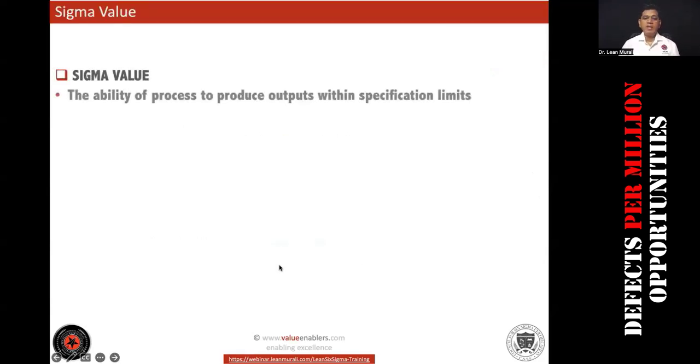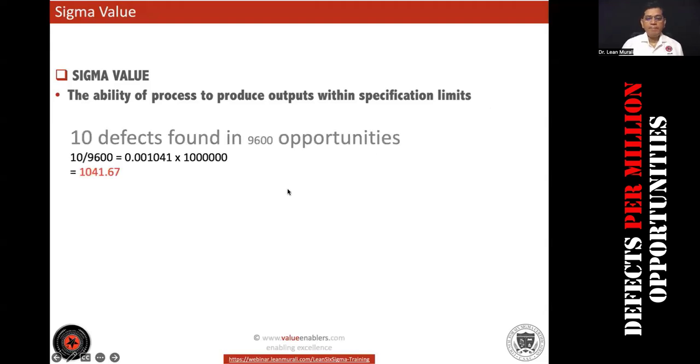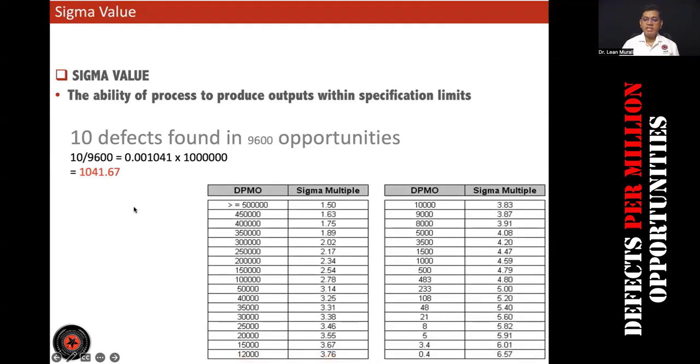Now, sigma value is very simple. By definition, it is a number which tells you how much you are able to meet within the specification limits. For example, we said that the DPMO is 1041.67. The sigma level can easily be calculated from a table. I'll share with you the table, and from the table you can see that. So for 1041, what do you see as a sigma level in the table? Let's see who is paying attention. For 1041.67, what is the sigma value that you are seeing?